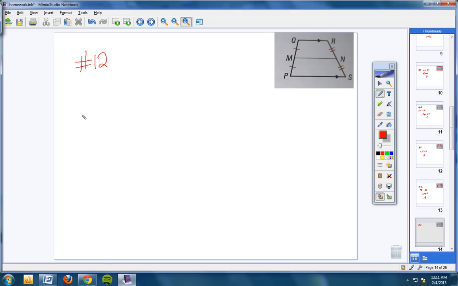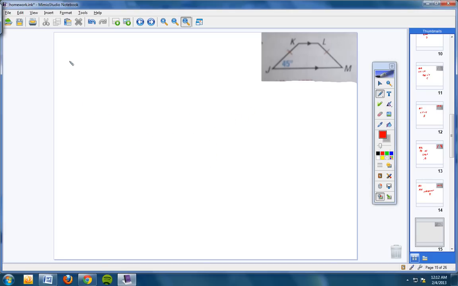Number 12 just wants to know, what do we call MN? Well, here's MN, and I thought we talked about that. We call that the mid segment of the trapezoid, and that would be letter E. All right, moving on to number 14. What do they want us to do? Find the missing angles.